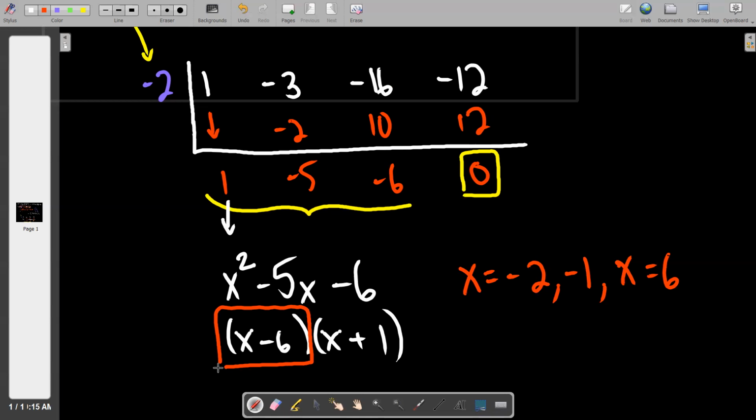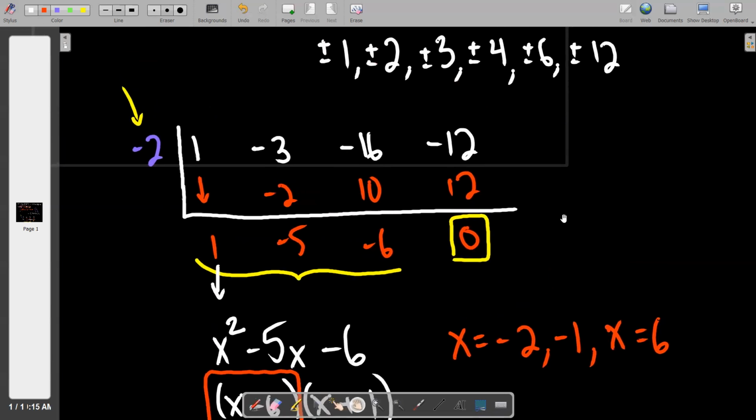Yeah, that's what we're going to go for today. Today's questions, when you get to the assignment, are going to ask you to do 2 things. Number 1, state all possible rational zeros.